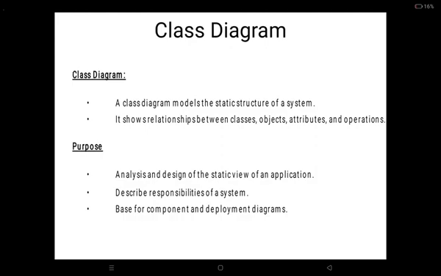The class diagram is an example of the static view, because a class diagram represents the static structure of the system. The main purpose of the class diagram is that it shows the relationship between classes, objects, attributes and operations. Mainly it is used for analysis and design of the static view of an application. It is the base for the component and deployment diagrams. This is a very important point, students: the class diagram is the base for component and deployment diagrams.